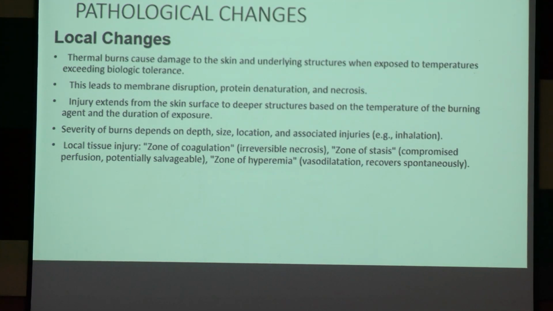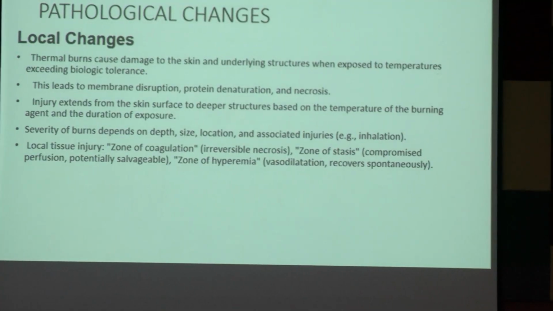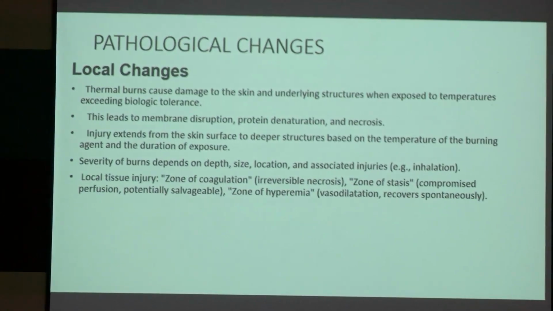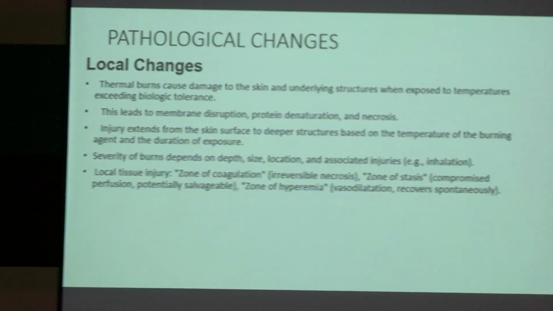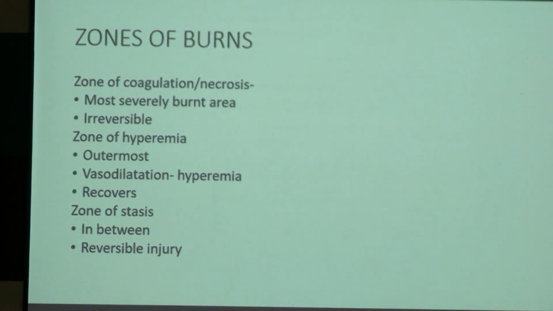And now there are three reactions of tissue injury. One is zone of coagulation, zone of stasis and zone of hyperemia. Zone of coagulation is the centermost part, that is the most burnt area, and that part is irreversible. Then there is zone of hyperemia that surrounds the zone of coagulation, that is the outermost. Because of vasodilatation there is hyperemia and redness, and that recovers. And then there is zone of stasis, that is in between hyperemia and coagulation.